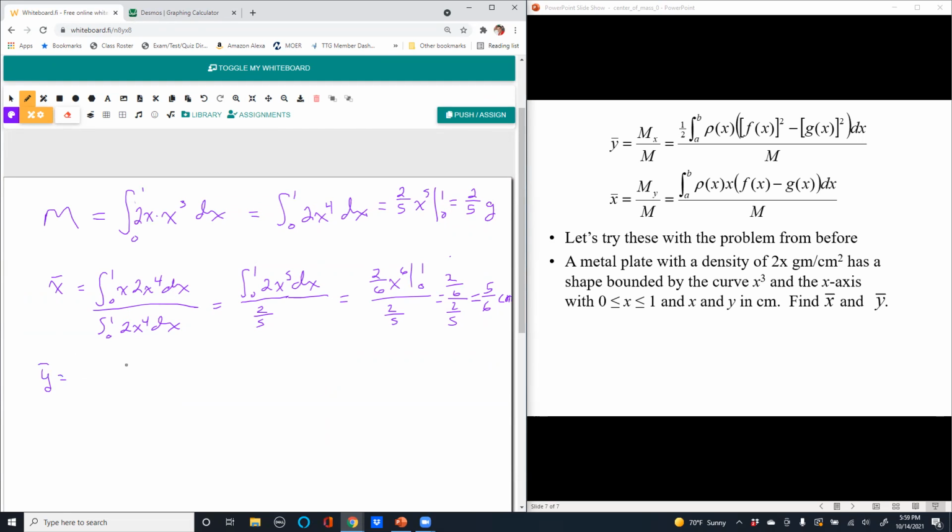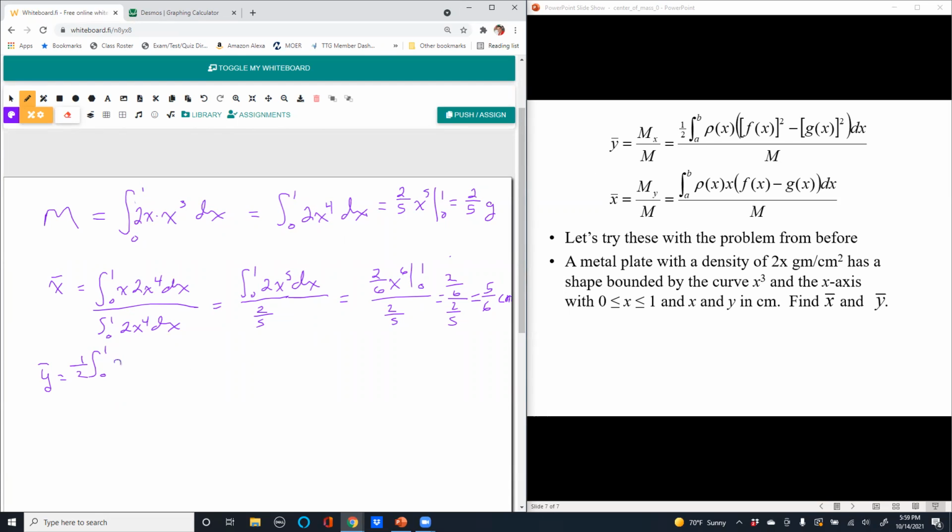Y bar. Now for Y bar, we'll go to the formula. Okay, like I said, you guys will have access to this. I want you to see how it's set up. So 1/2. The limits on this are still the same as the limits on the bottom. So whatever your limits were for the mass would be your limits for the top.